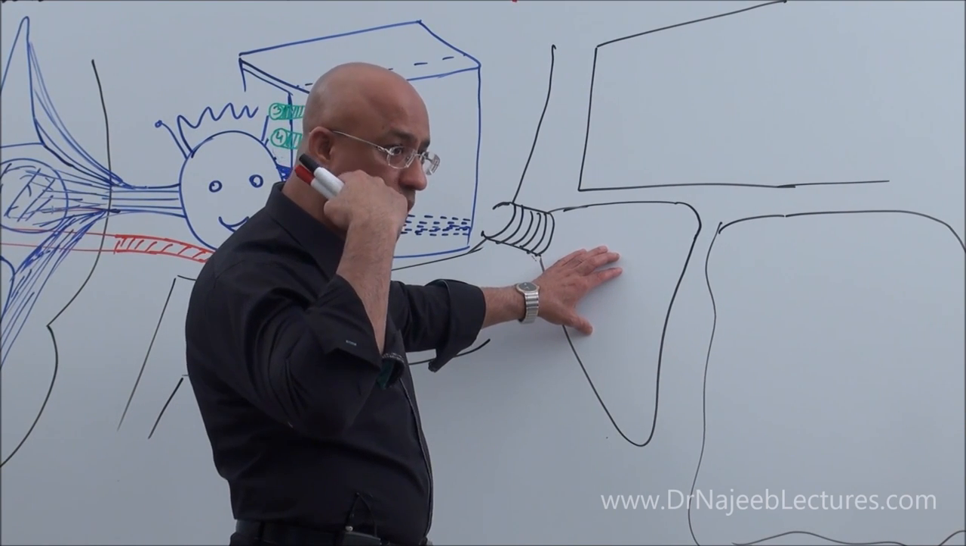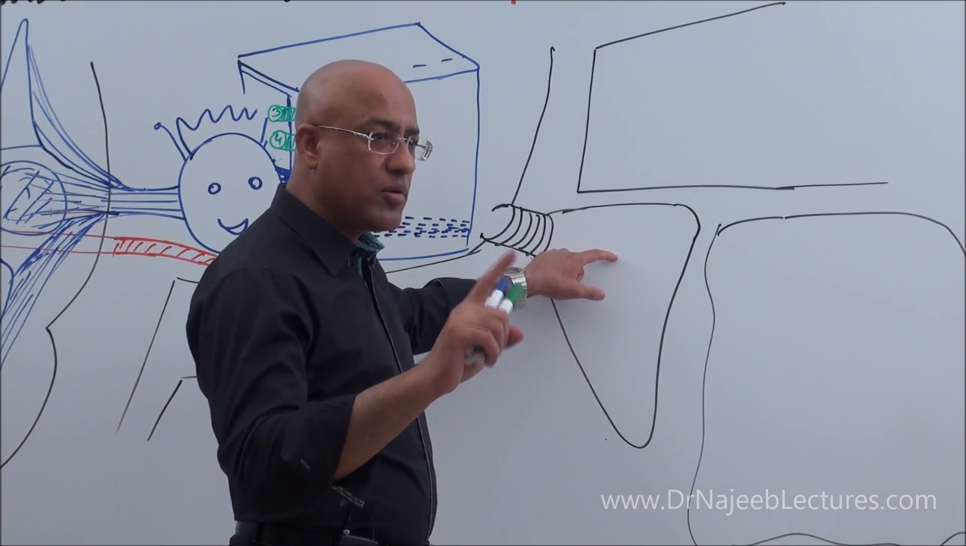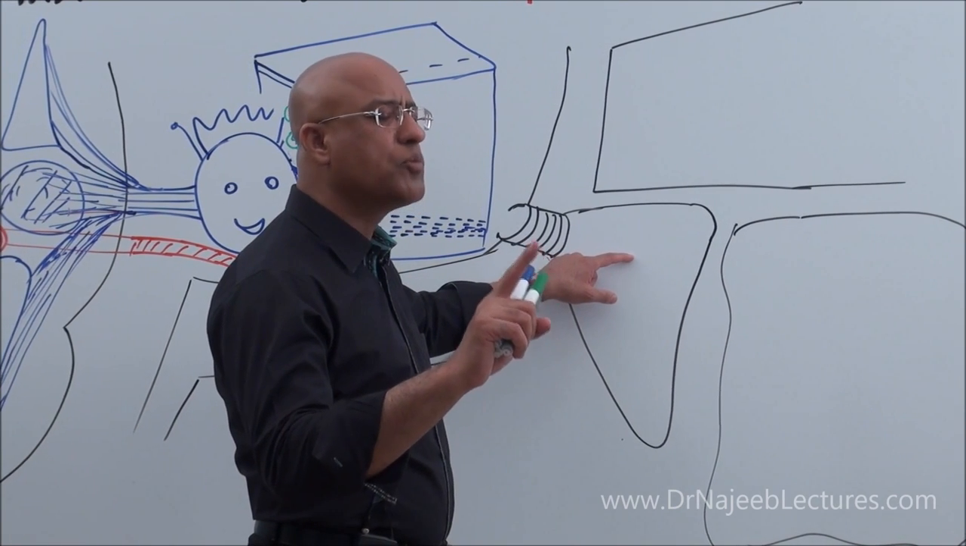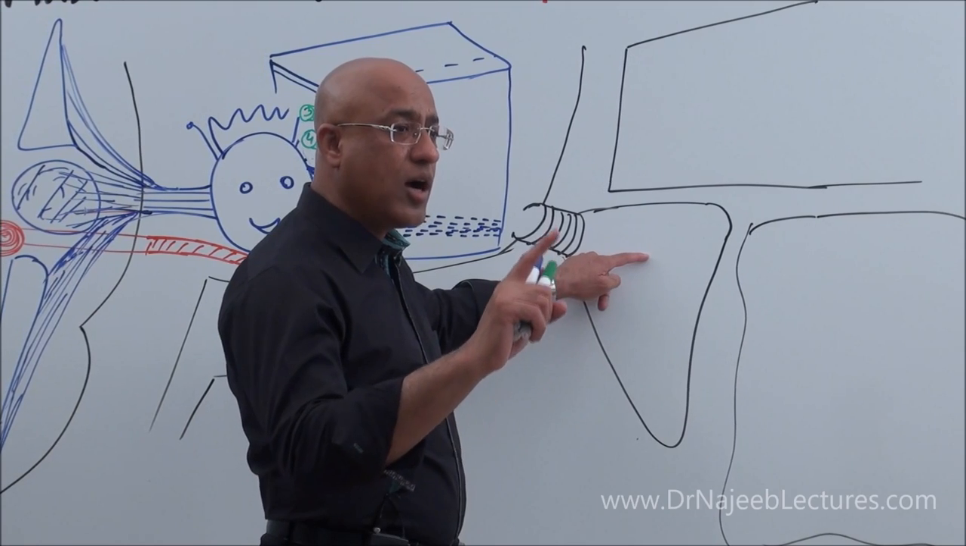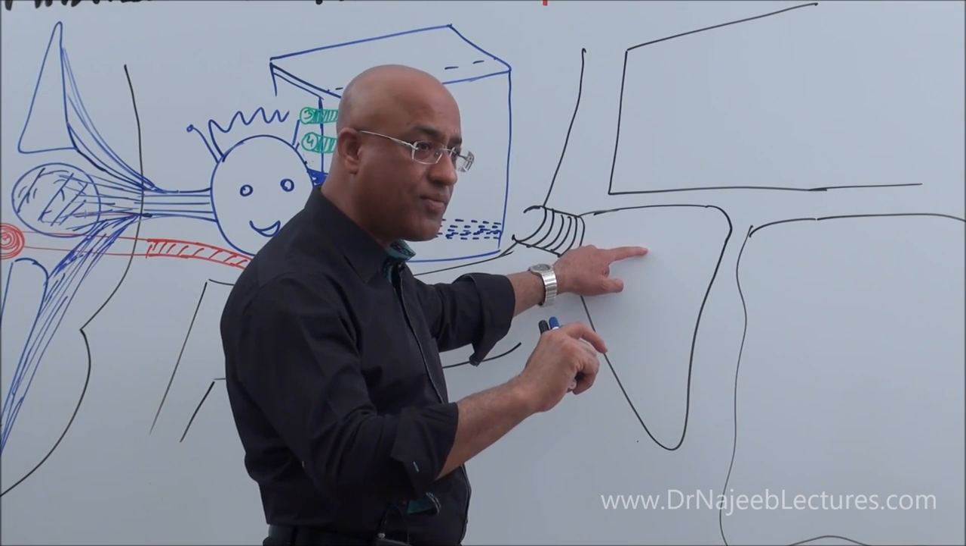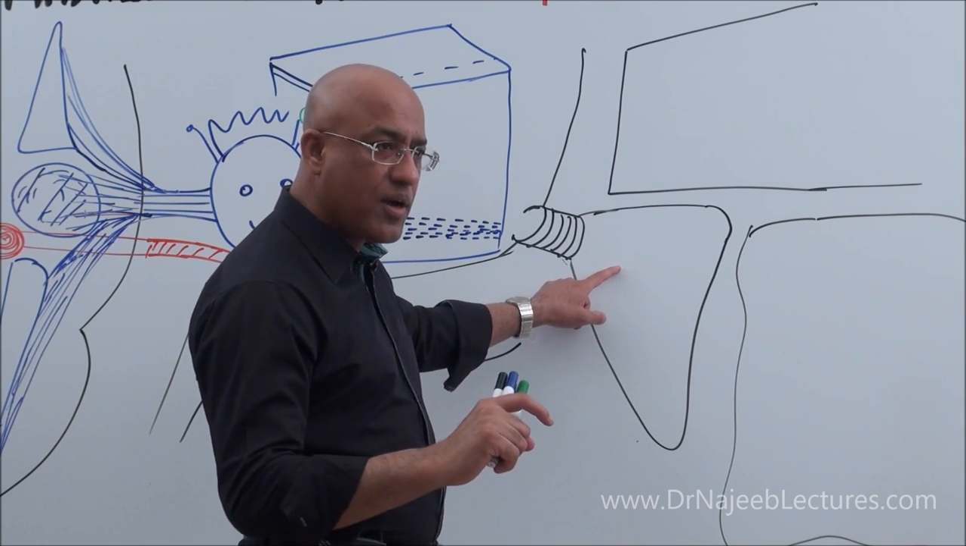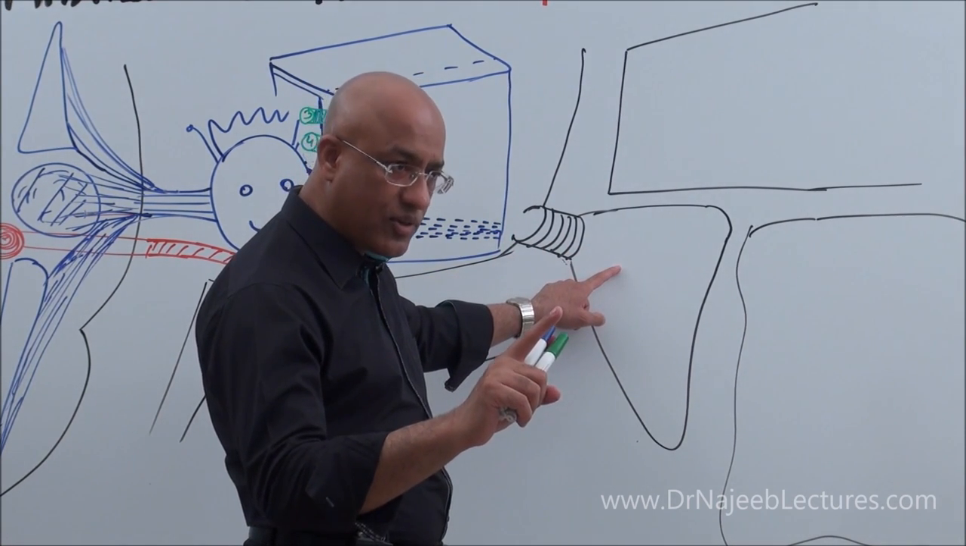Which is just below the apex of the orbit, behind the maxilla. Behind the maxilla, to be more specific, behind the upper and posterior and medial most part of maxilla, and anterior inferior to the middle cranial fossa. Is that right?